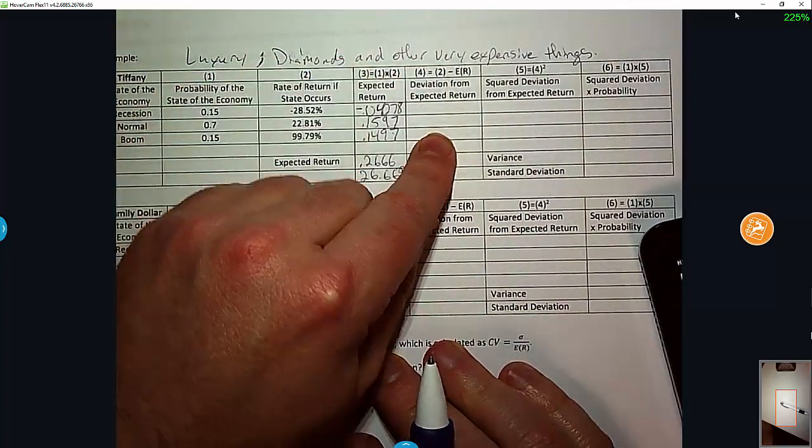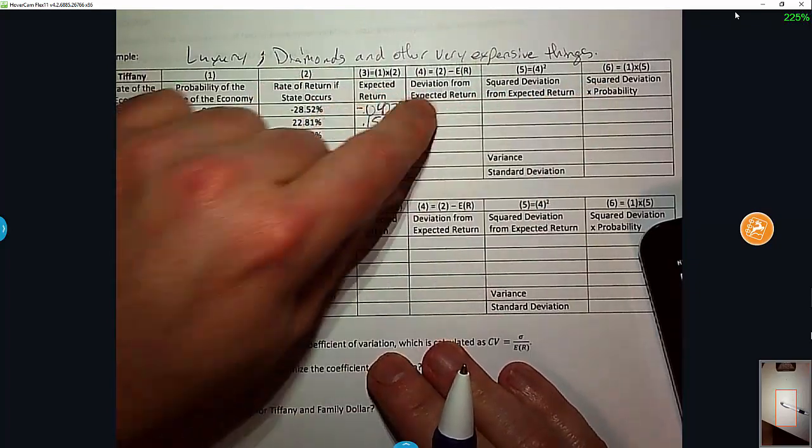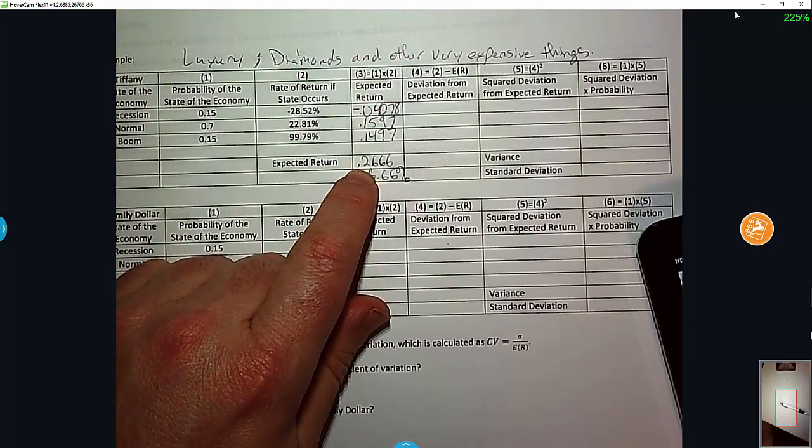So in the next column here, we're going to calculate the deviation from the expected return. What I'm going to do for each one of these is I'm going to put the number in here, calculate this one, and then finally calculate the final one. It's just easier to do them one at a time because you're going to use the same numbers. So to get the deviation from the expected return, I'm going to take the rate of return if that state occurs, 2, so you can see up here 2, minus the ER, the expected return of 0.2666. That's going to give me my deviation.